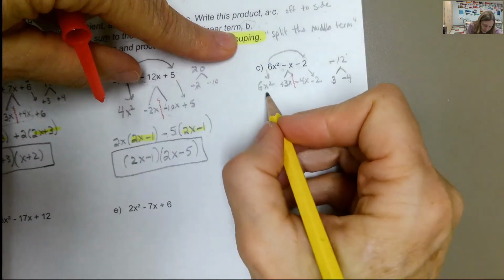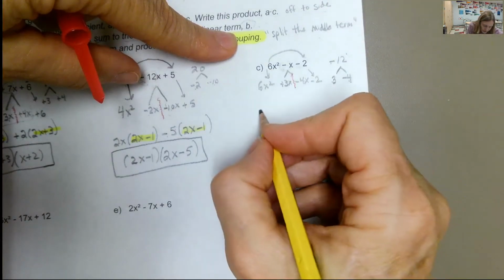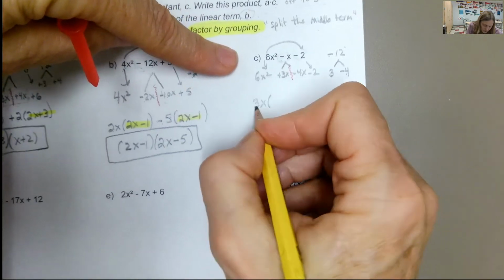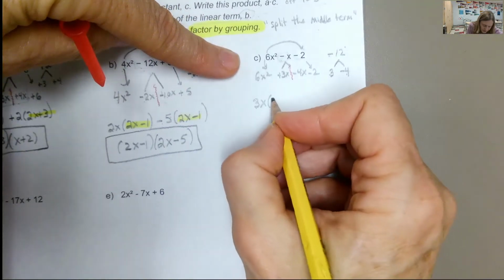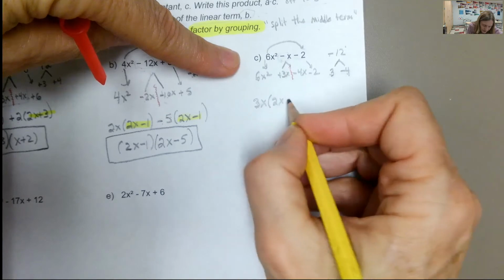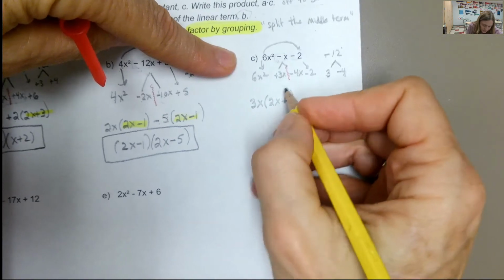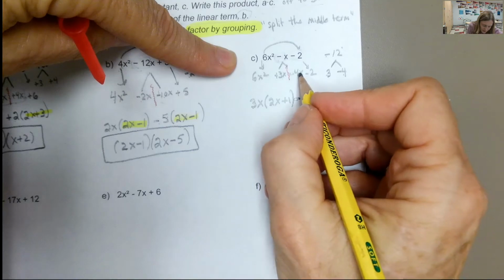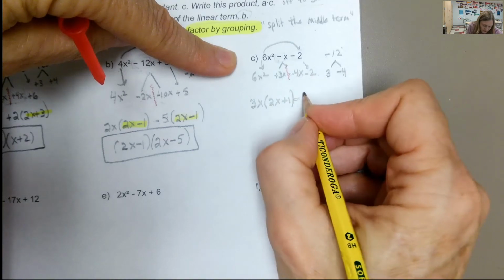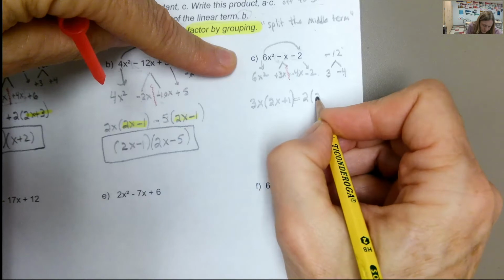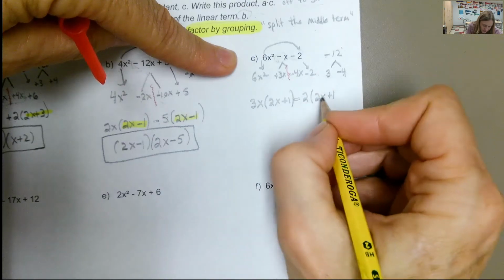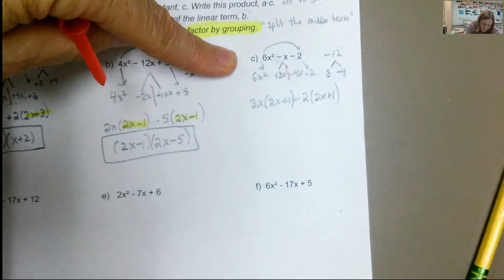The greatest common factor of 6x squared and 3x is a 3x. 6x squared divided by 3x is 2x. 3x divided by 3x is 1. This is a minus, so drop that minus down. The greatest common factor of these two terms is a 2, and you're left with 2x and a positive 1, because negative 2 divided by negative 2 is positive 1.